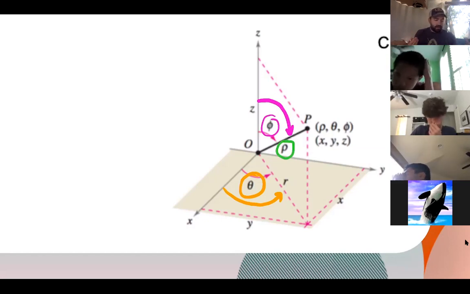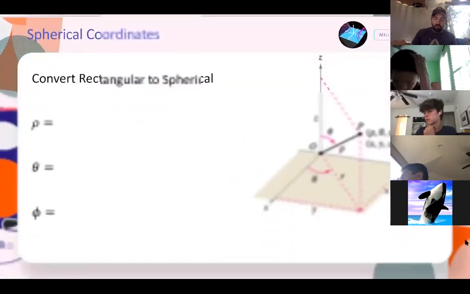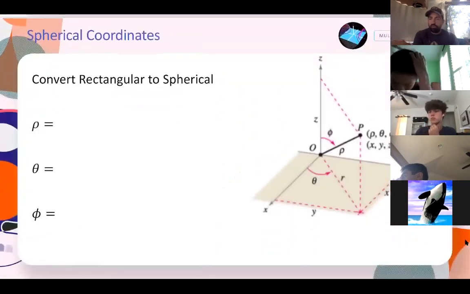So that'll kind of triangulate us to a specific point in space, just like an x, a y, and a z will, and just like an r, a theta, and a z will. We can get ourselves to somewhere specific in space. Okay, so I'm going to go over where we get the conversion stuff from.